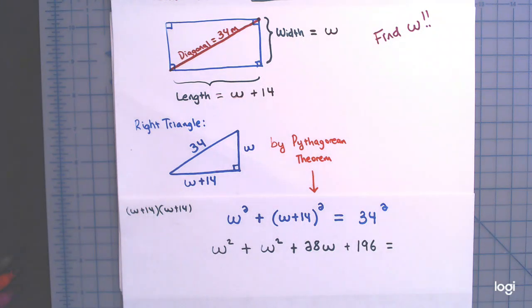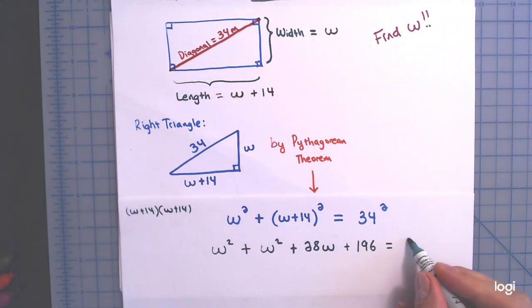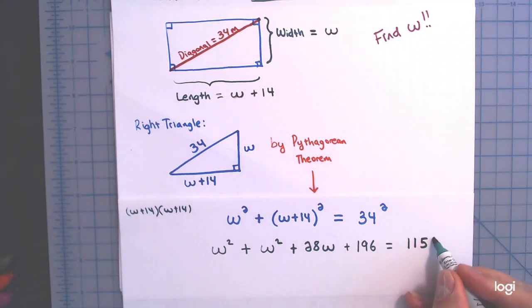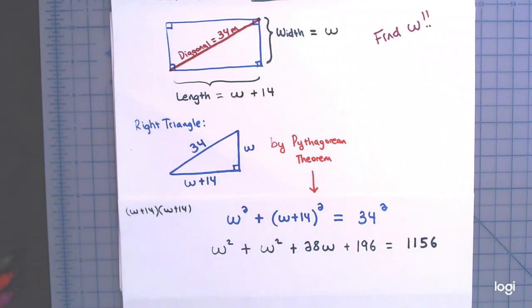34 squared, you can set up 34 times 34 the long way, or punch it in somewhere. This is 1,156. Okay. 34 squared, 34 times 34. All right. So combining some like terms, I have 2W squared plus 28W plus 196 is equal to 1,156.